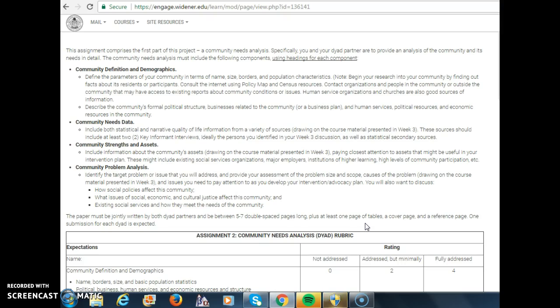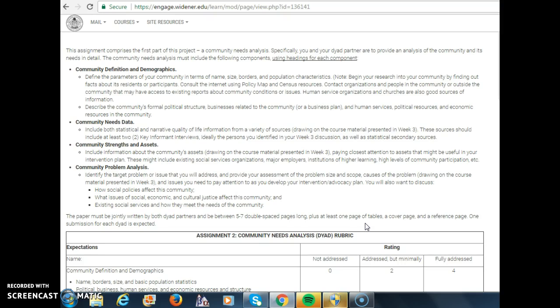And it being jointly written, it's up to your group to define what that means. You can divide this up in different ways. If I was doing this, I would maybe have 1 person handle the community definition and demographics and the data, and the second person could take on the strengths and assets and problem analysis initially, and then you could send that to your partner, and they could review it and add anything that they think you might have missed, and vice versa. That's one way to do it.